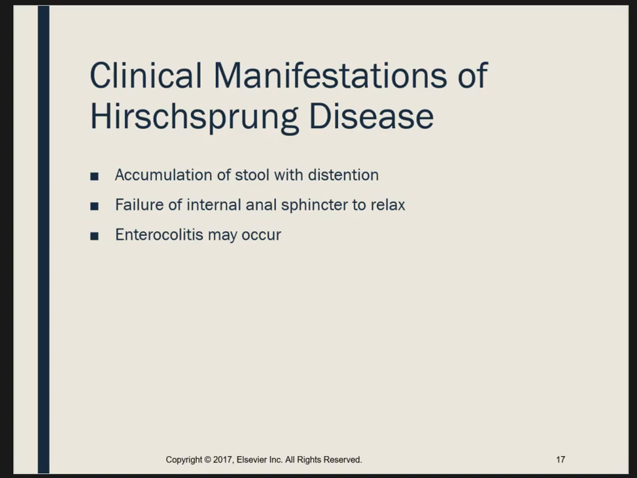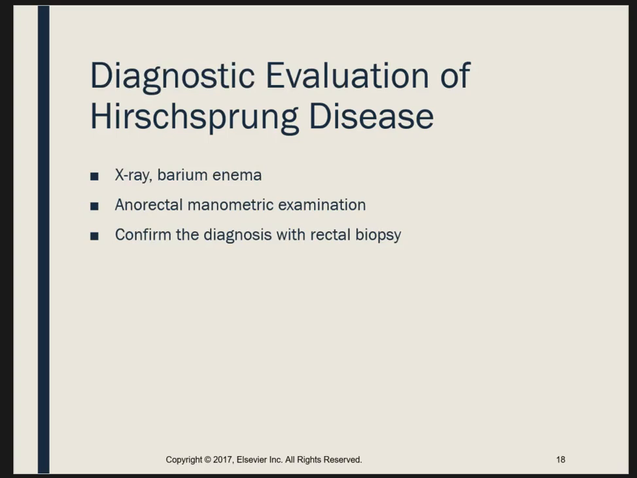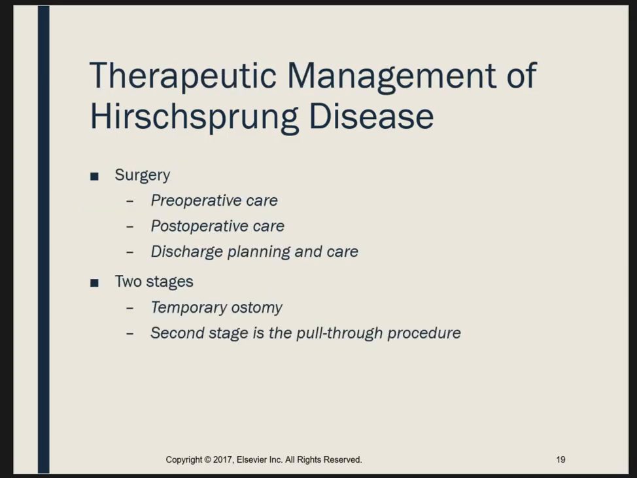Also, explosive watery diarrhea. And if this happens to go on into childhood without being detected, eventually they're going to have very characteristic ribbon-like and very foul-smelling stools. So to determine this, we're going to need x-rays, we're going to get a barium enema, there's going to need to be some exams, and then confirmation does come with a rectal biopsy. So for management, it's going to be surgery.